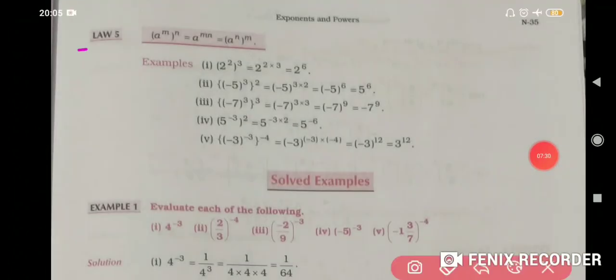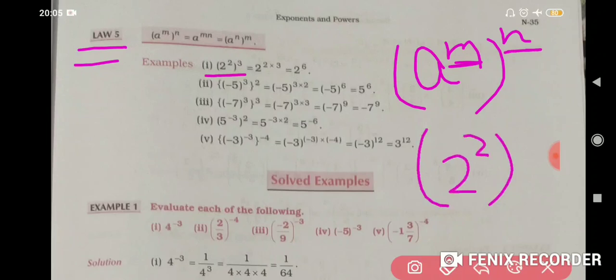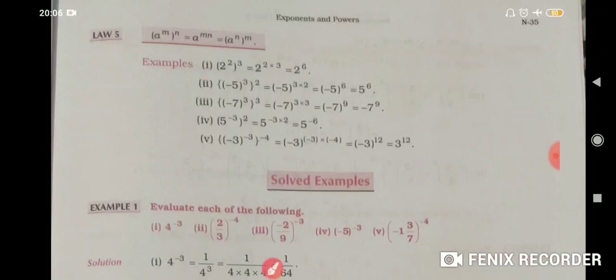Now, next law, law 5. For example, a to the power m, bracket n. Okay, in this case, these both powers will multiply. For example, just see here it is given 2 to the power 2, then bracket, the power is 3. So we will multiply these both powers. Just see 2 to the power 2 multiply 3. What will it become? 2 to the power 6. Understood?